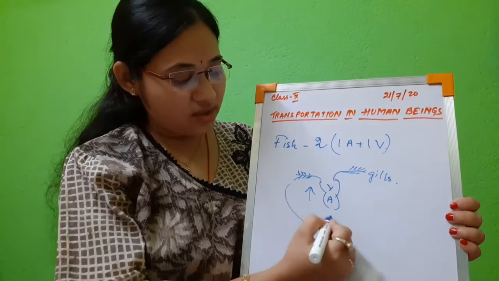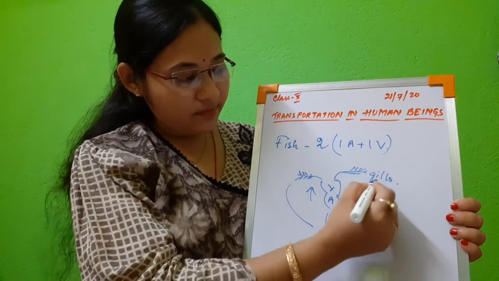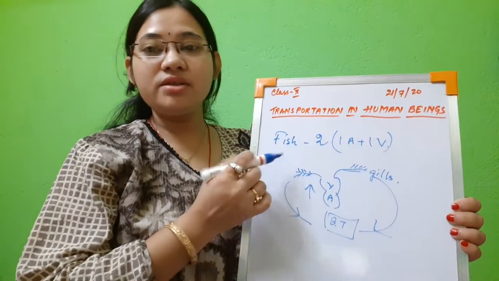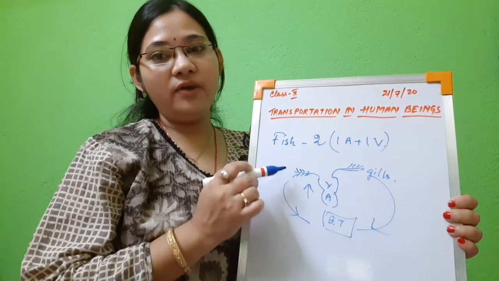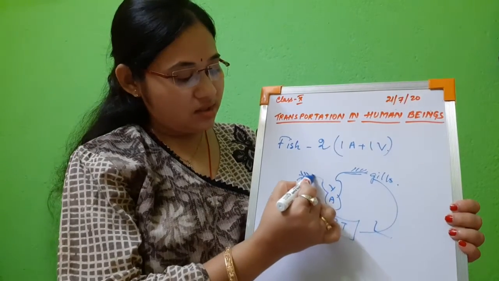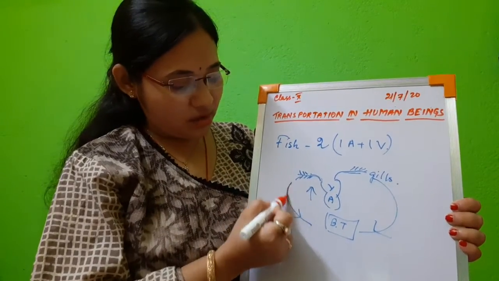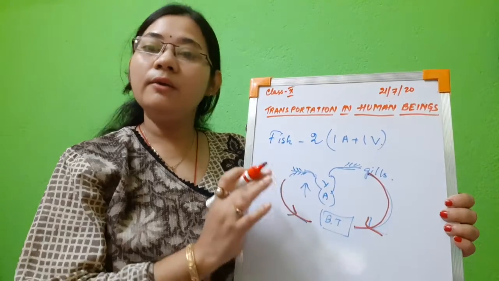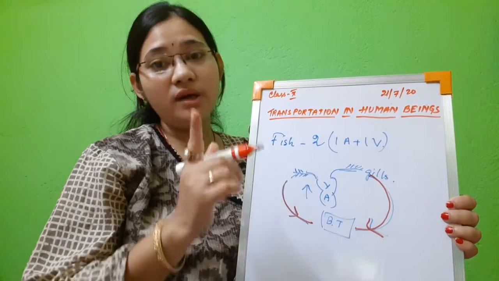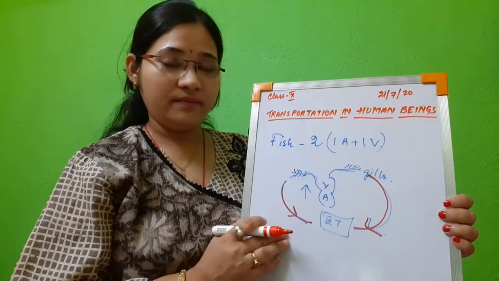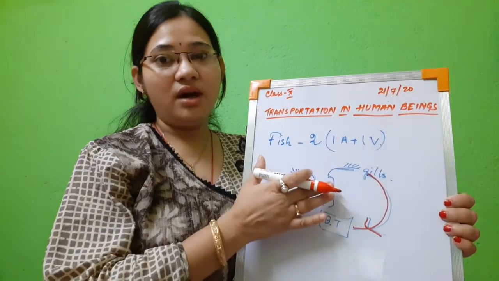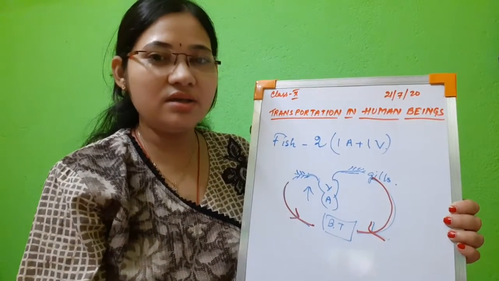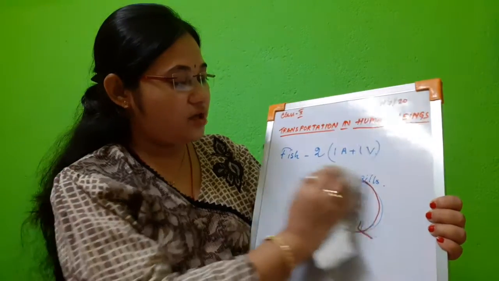Now the gills will send it to the body tissues. This blood is oxygenated because gills are the purification organs. They purify the blood, so if this is deoxygenated blood, then this is oxygenated blood. So oxygenated blood flows to the body tissues. Blood flows through the heart of a fish only once, so it is also called a single circuit heart. Got it? Single circuit heart. The heart pumps the blood to the gills, which send it to the body tissues. In this way there is only one circulation, so it is called a single circuit heart. This is in case of fish.